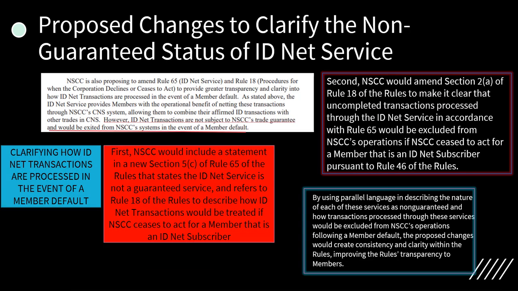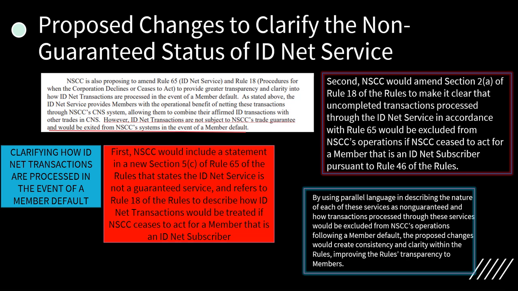So proposed changes to clarify the non-guaranteed status of ID net service. Like they have a whole section for this, right? But then they go on to say that it's always been this way. I find that odd. So first, they're going to include a statement in new section 5C of Rule 65 that states that the ID net service is not a guarantee. So again, it's always not been a guarantee, but now they're actually adding to the rule saying that it is not. So I don't know if I buy that.